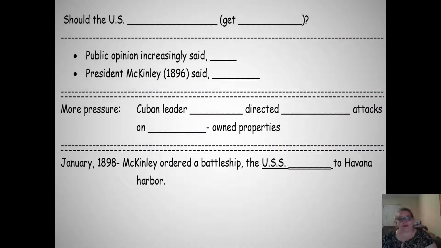Okay? So the question on everybody's mind is, should the United States intervene? Should the United States step in and get involved in this fight? And the public opinion, more and more and more, is saying, yes, we should. President McKinley at the time, remember, he's a politician. He doesn't like to pick a stance because it might make half of the people who vote for him angry, says, maybe we should get involved. Okay? And then there's going to be even more pressure put on America to get involved.